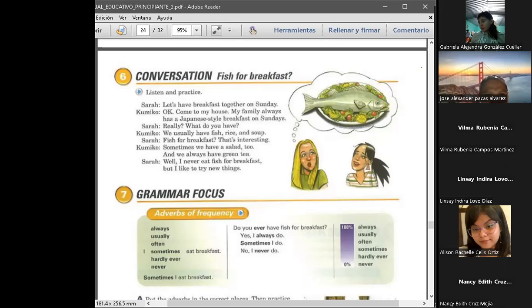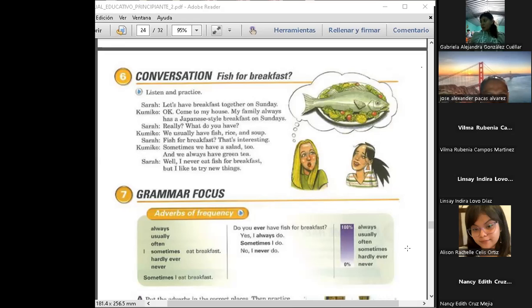Okay. Let's have breakfast together on Sunday. Okay, come on to my house. My family always has a Japanese style breakfast on Sunday. Really? What do you have? We usually have fish, rice, and soup. Fish for breakfast? That's interesting. Sometimes we have a salad too, and we always have green tea. Well, I never eat fish for breakfast, but I like to try new. Thank you very much.